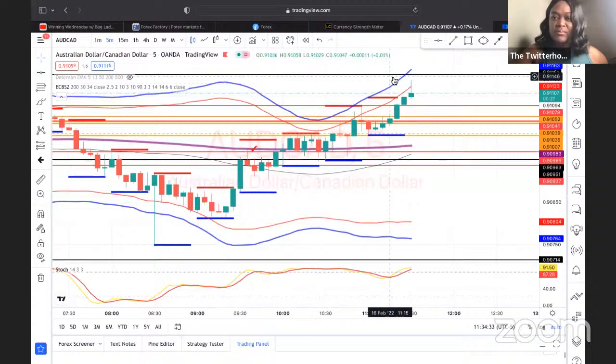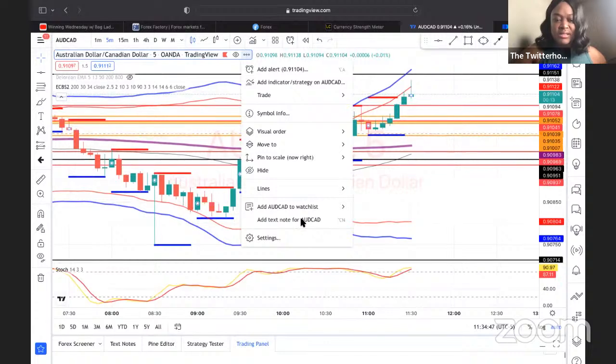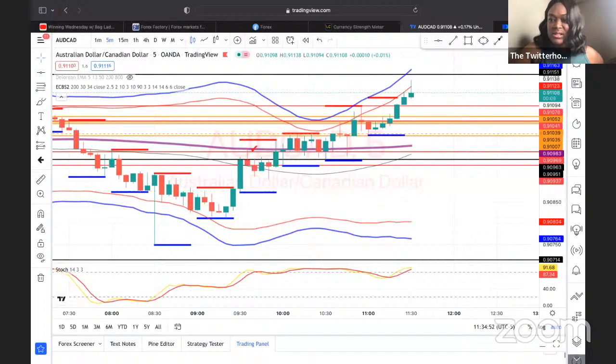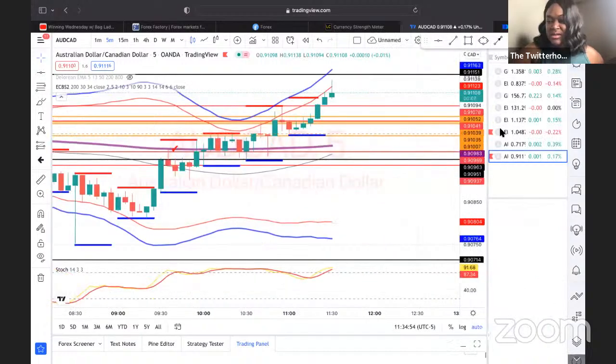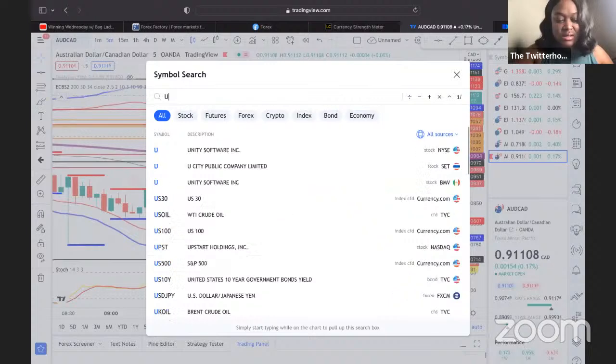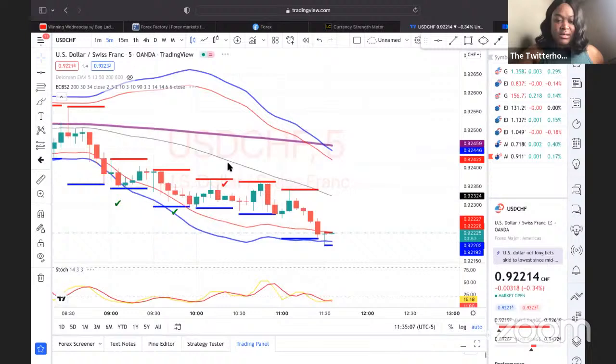Okay. So USD CHF. Let's see. Okay, awesome. So I'm going to add this to the watch list so I can see it. The watch list. So it's here. I'm not looking at that right now. And then I'm going to pull up USD CHF. We can get in on a pullback.